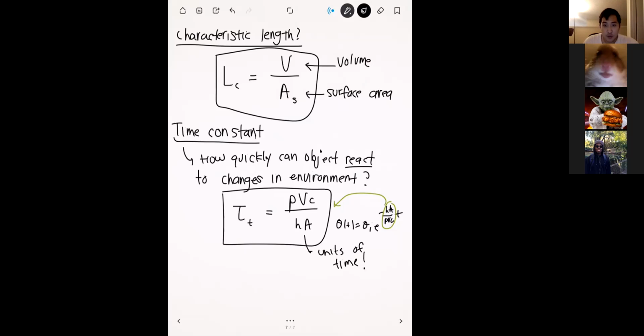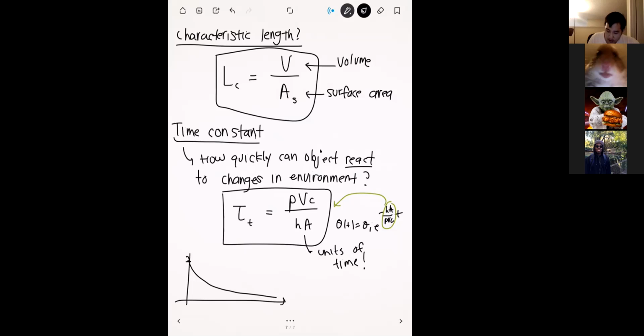And by computing this, it'll give us an idea of how long it would take for your object to react to changes in its environment. Because look at its role in theta of t right here. Remember, let me draw a graph of theta of t again. And our theta of t is a decaying exponential, right?